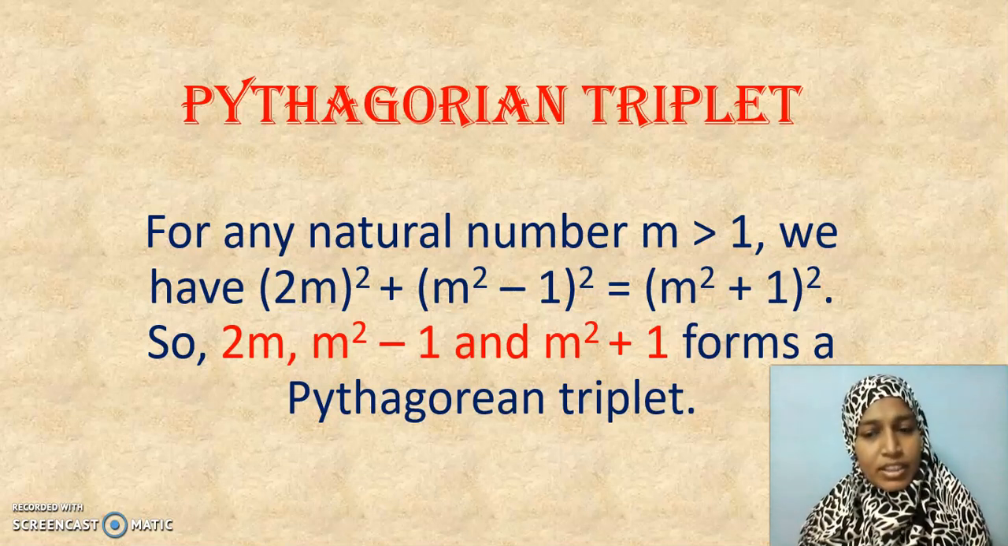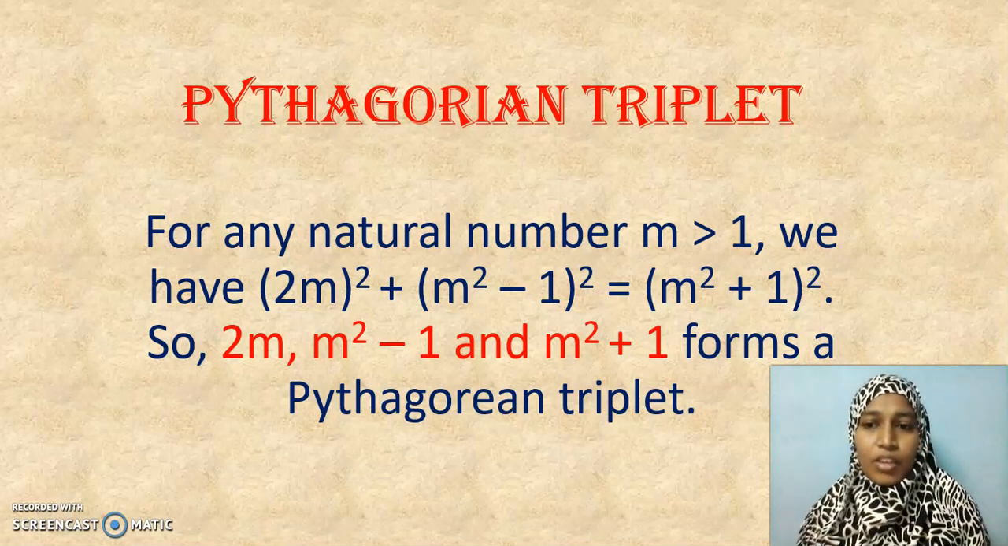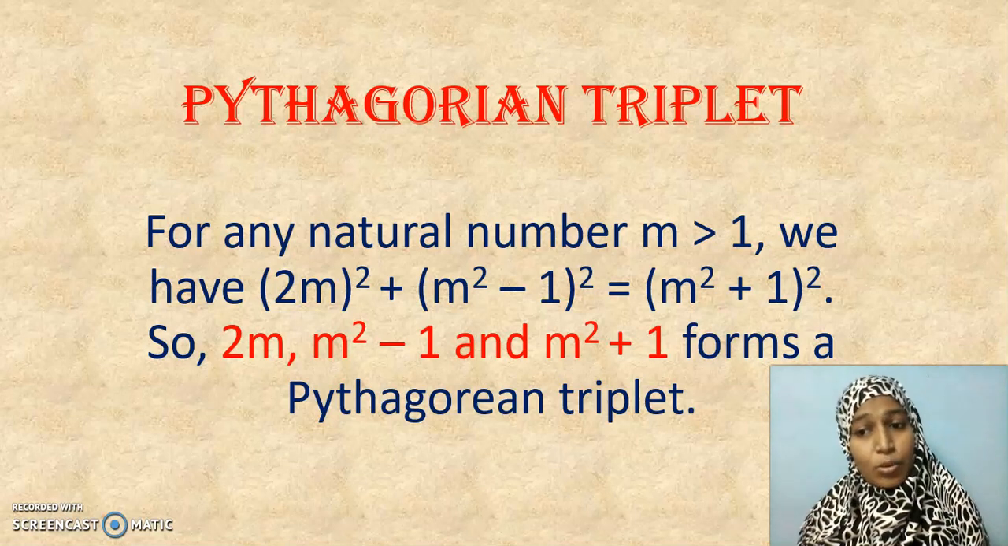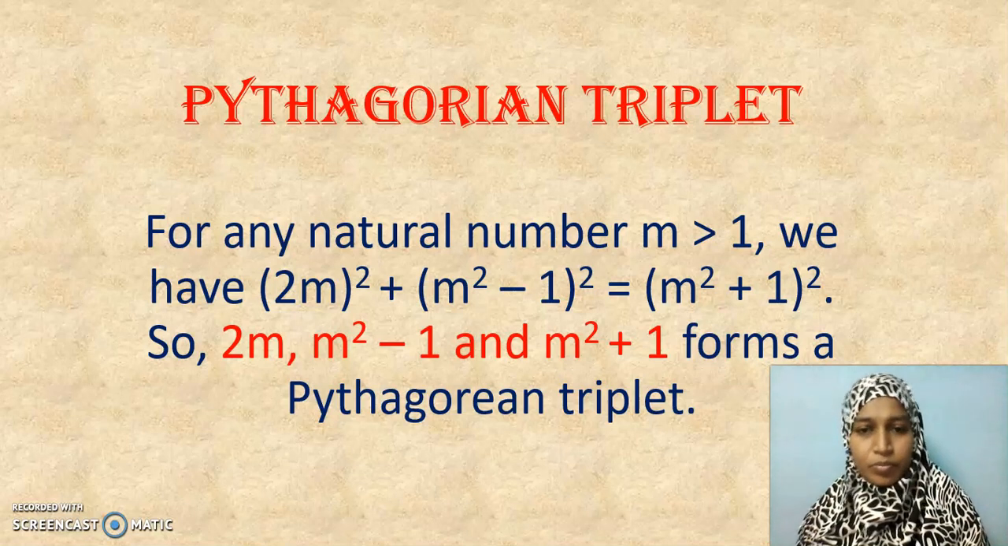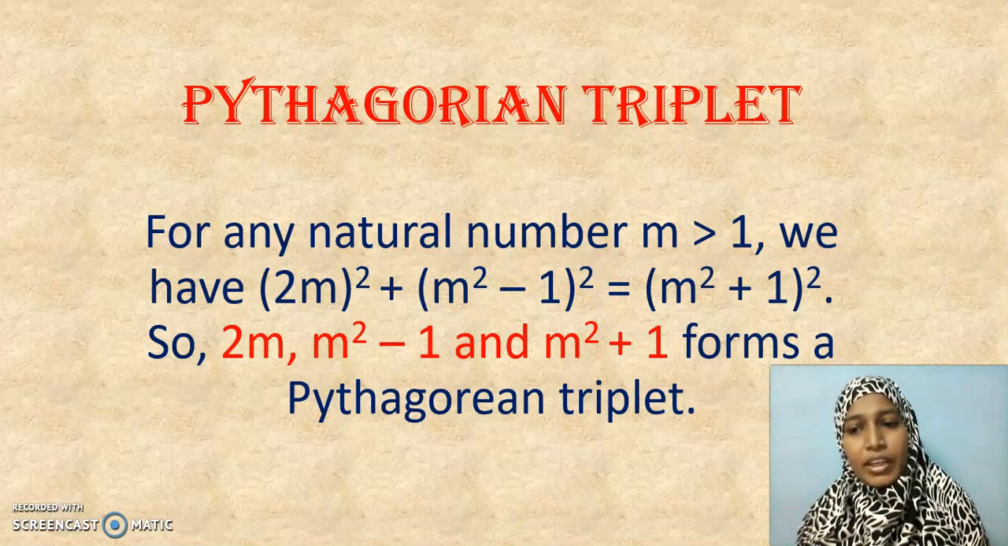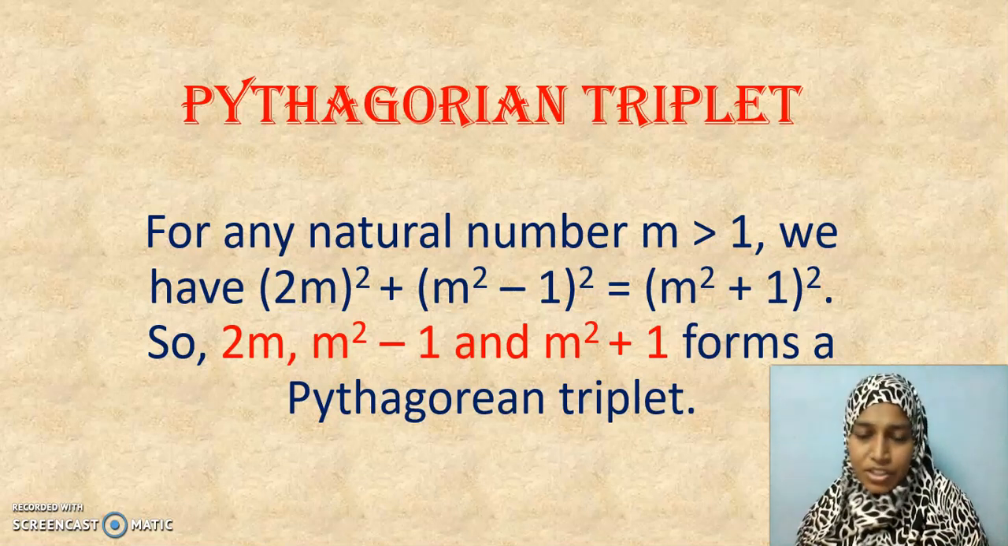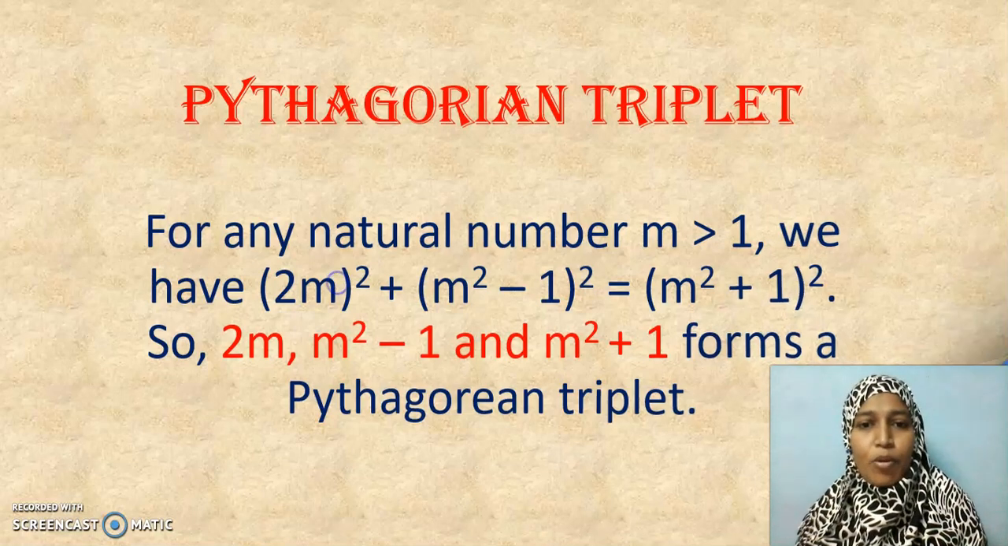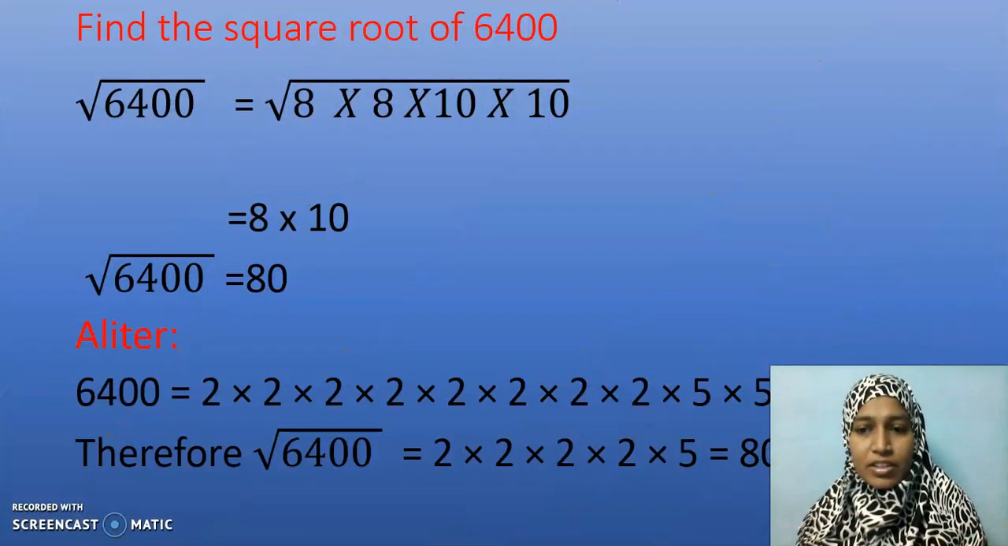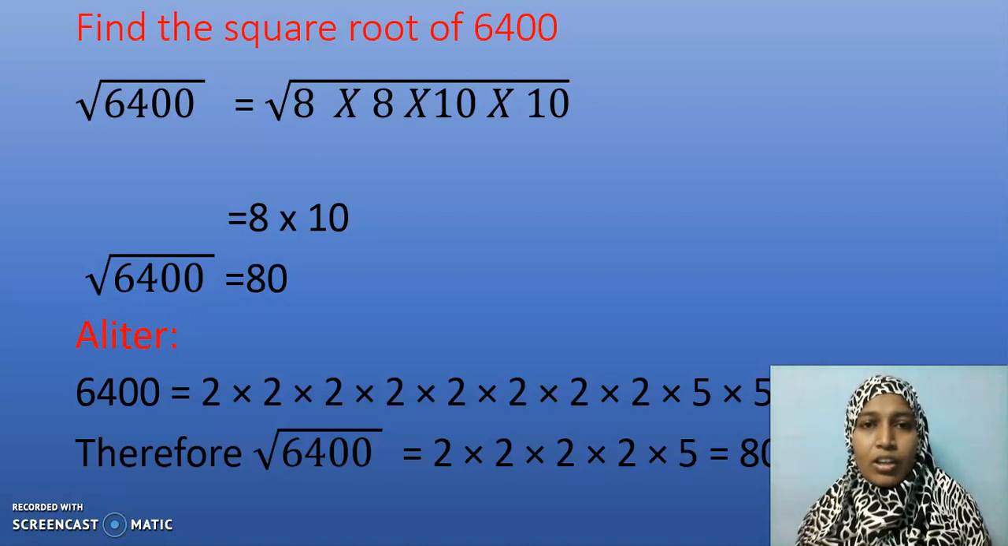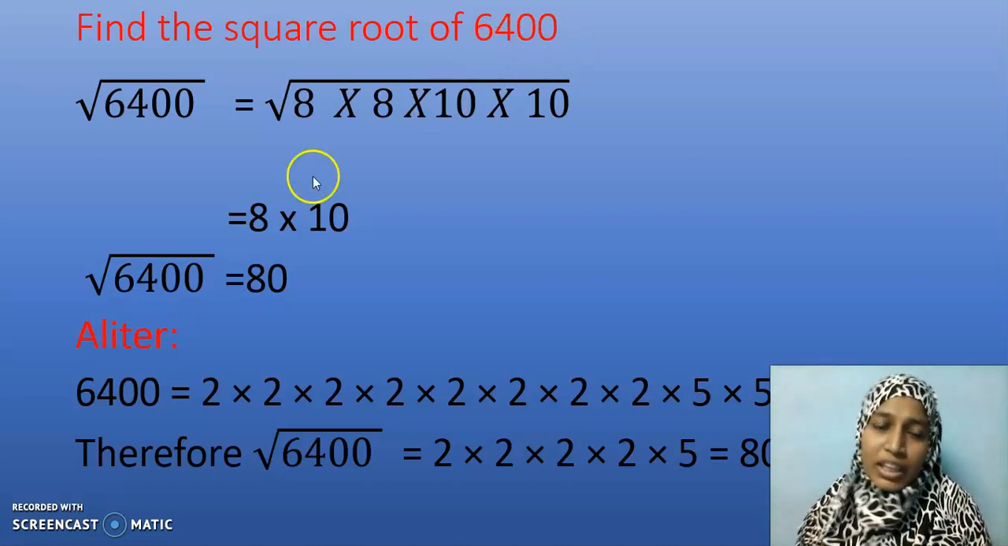Okay, then what did we see in the previous class? Very good. We learned to find the square root, the reverse process of squaring, by prime factorization method and repeated subtraction. Now we are going to have a recap of the prime factorization method. To find the square root of 6400, it has to be split into factors.